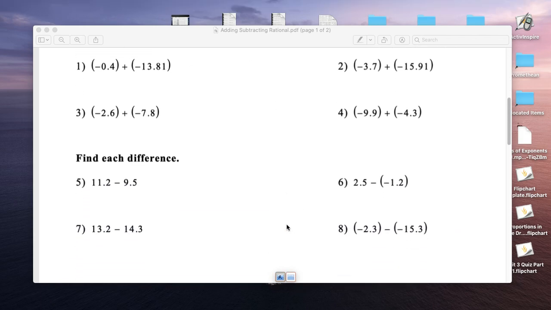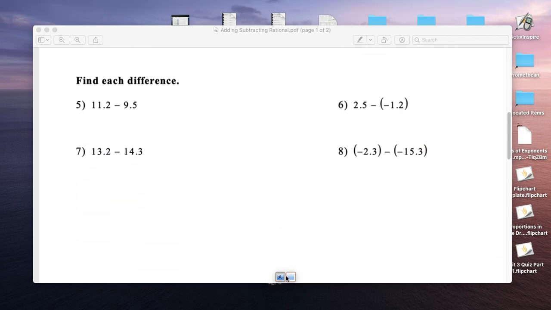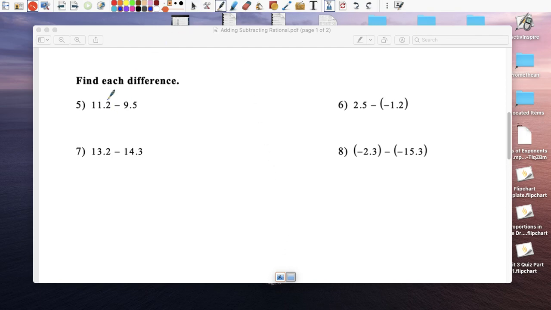Find each difference. Now, for these, I don't have to change it to addition because it's just your old subtraction problem. 11.2 minus 9.5. You have $11.20, and you bought something for $9.50. How much do you have left over? Well, that's simple subtraction. So borrow, that becomes a 10. 12 minus 5 is 7. 10 minus 9 is 1.